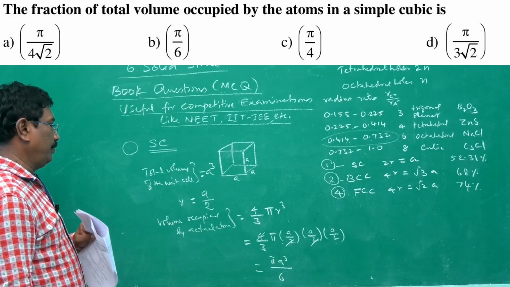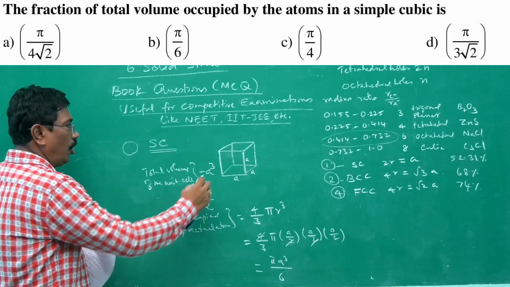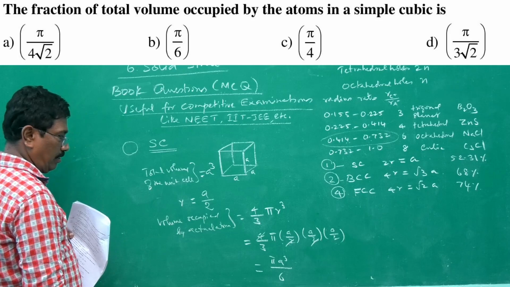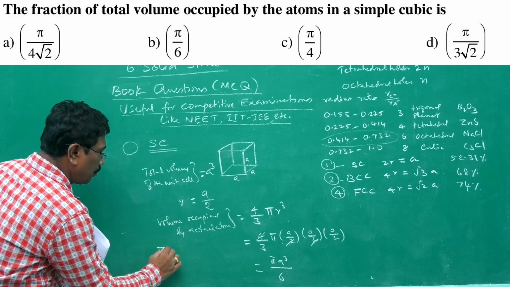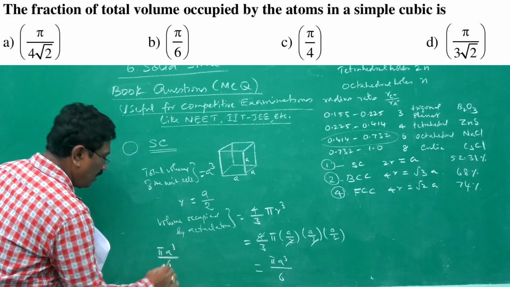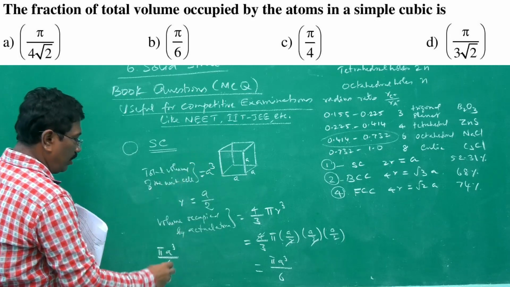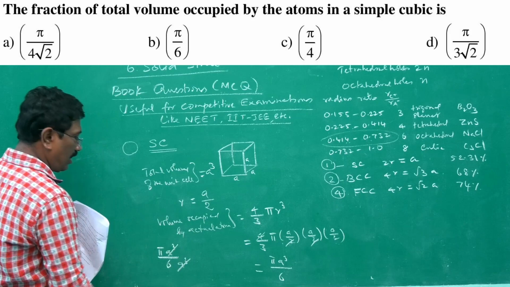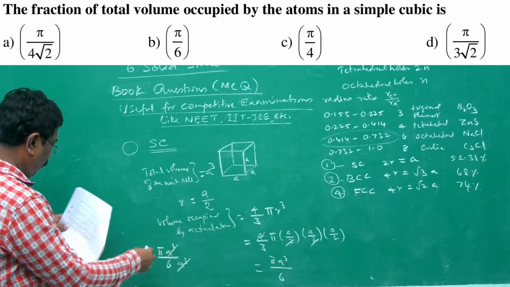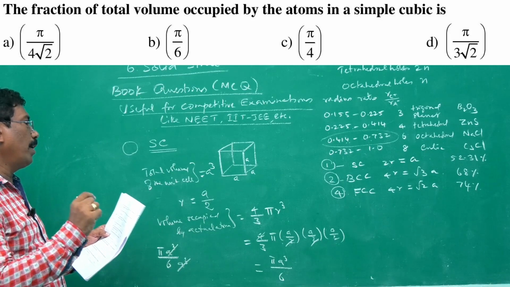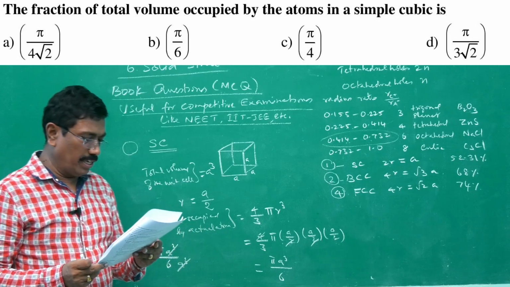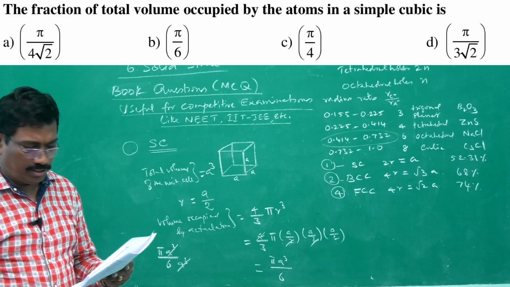So the ratio: volume occupied by the actual atoms divided by the total volume of the unit cell. The volume occupied by the actual atoms is pi a cube by 6. The total volume of the unit cell is a cube, by which it has to be divided. So a cube and a cube get cancelled. Therefore, the fraction of the volume occupied by the actual atom is pi by 6. So option B. Then the 17th question.